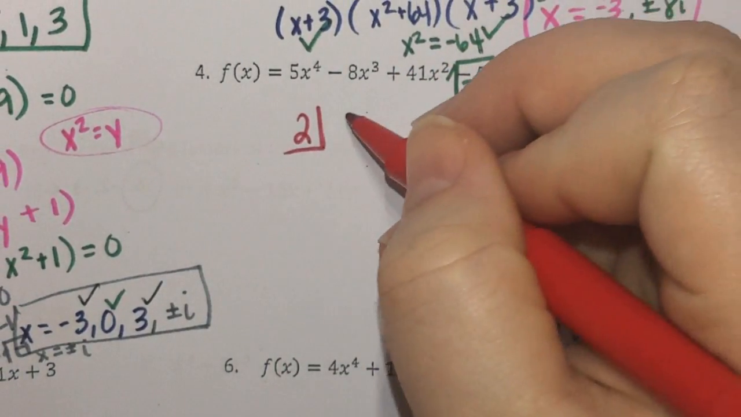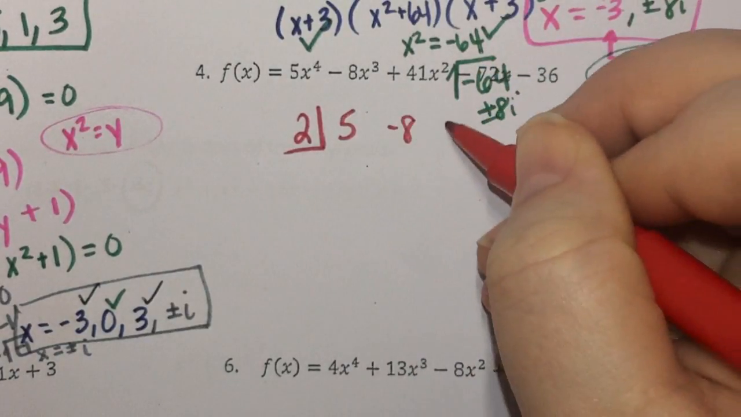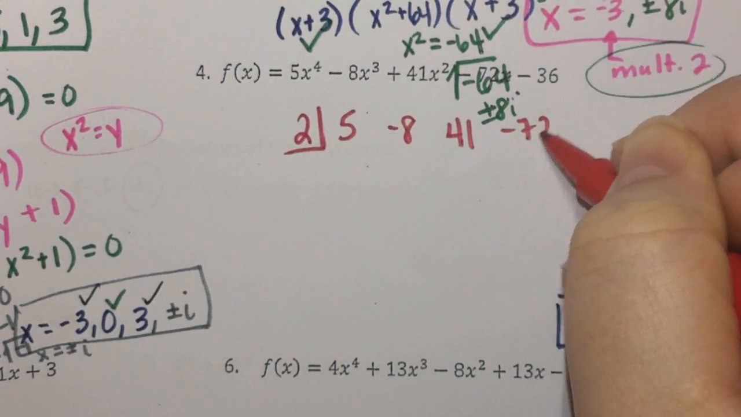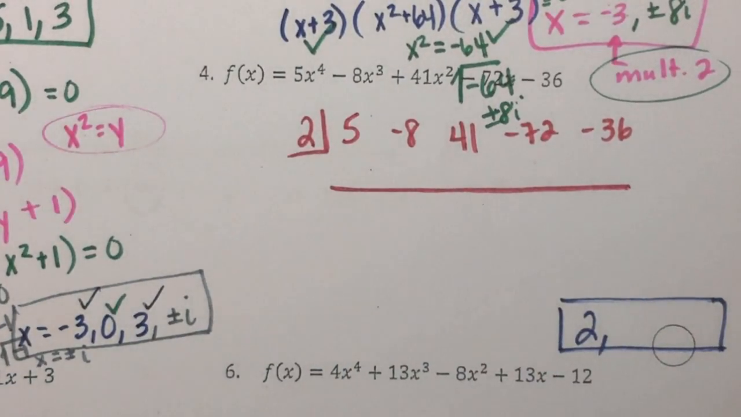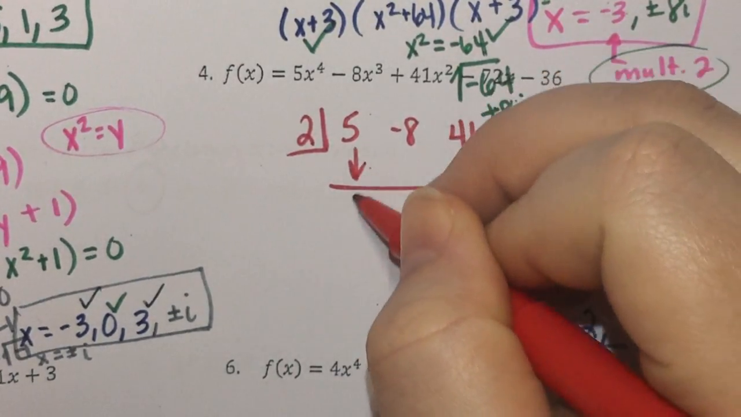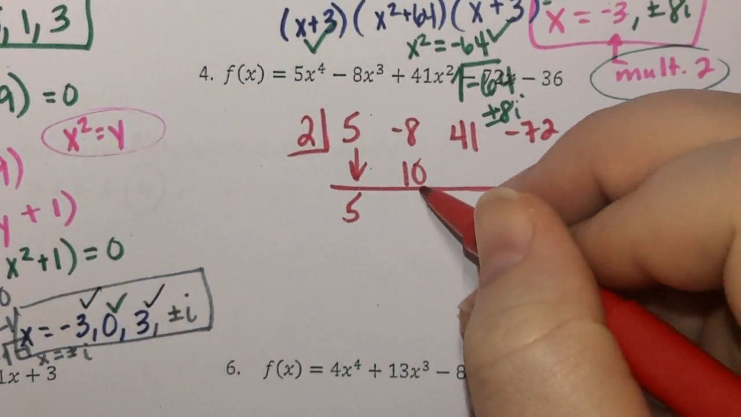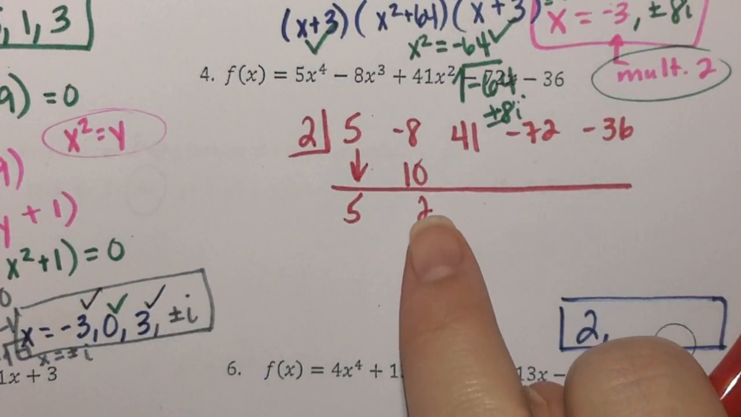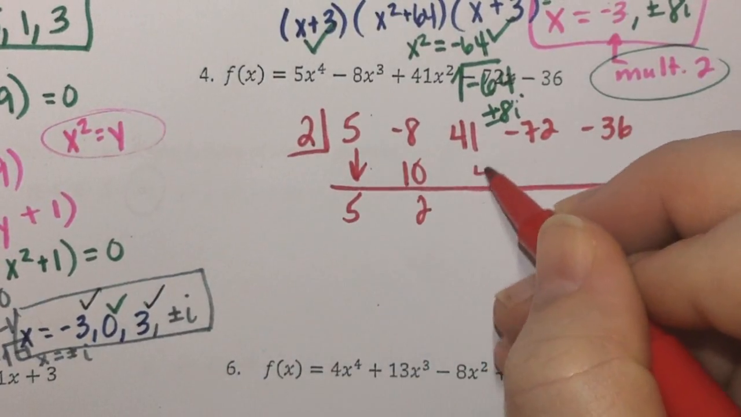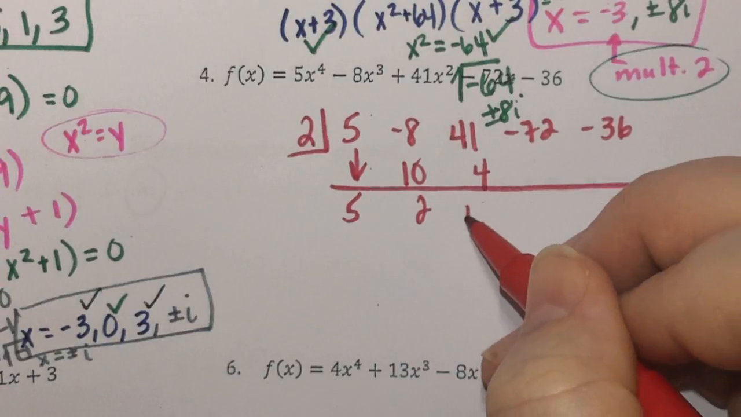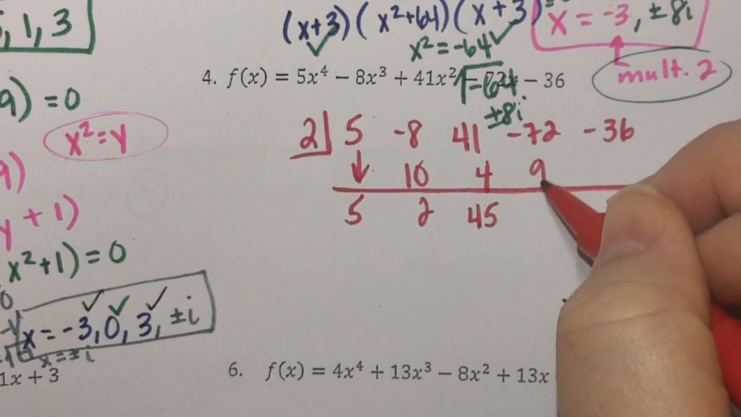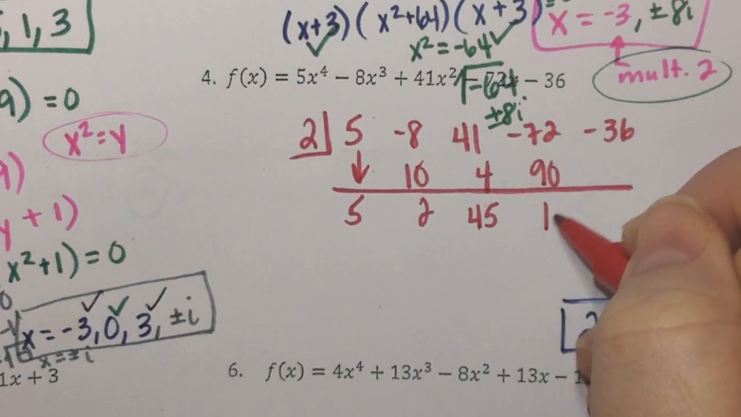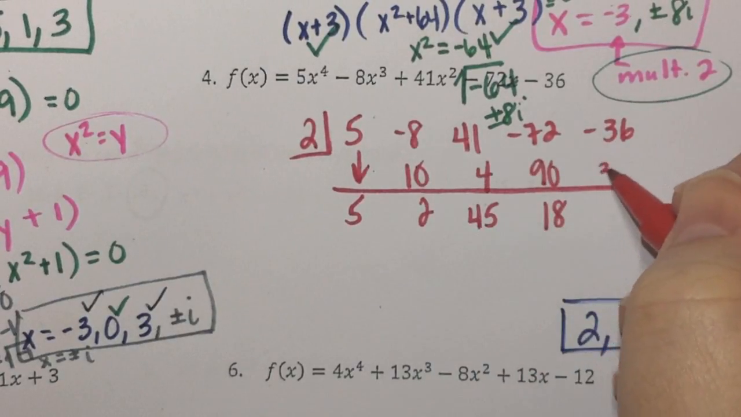Okay, so 2, I've got my leading coefficients 5, negative 8, 41, negative 72, negative 36. I quickly do this, so I bring down my 5. 5 times 2 is 10. 10 minus 8 is 2. 2 times 2 is 4. 41 plus 4 is 45. 45 times 2 is 90. 90 minus 72 is 18. 18 times 2 is 36.